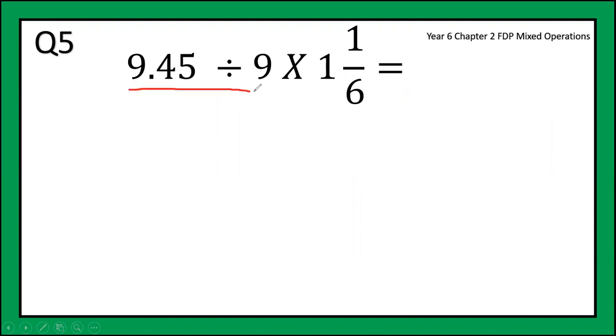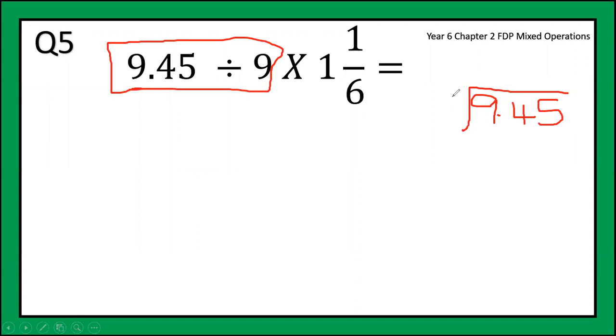You can solve this part using decimals. Not a problem. That's easy because 9.45 divided by 9 can easily be solved using the decimal method. And then when you want to times 1 over 6, you can use the fractions method.